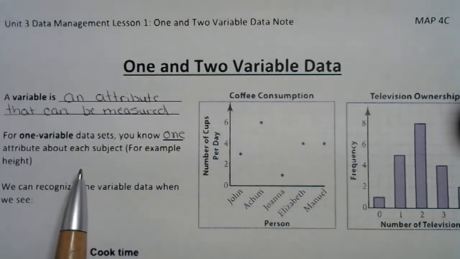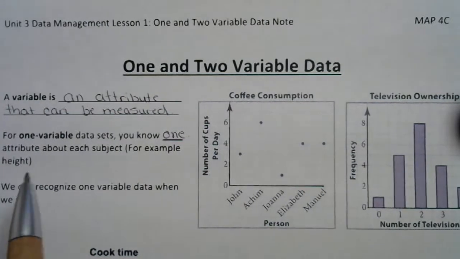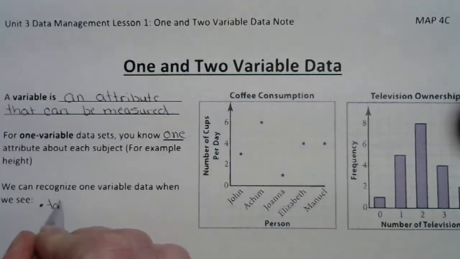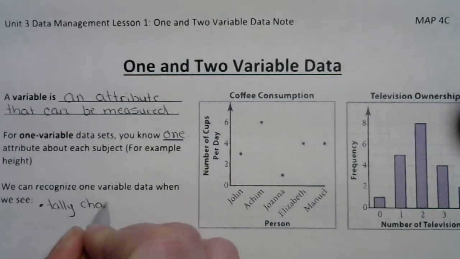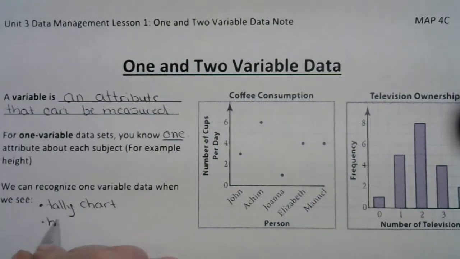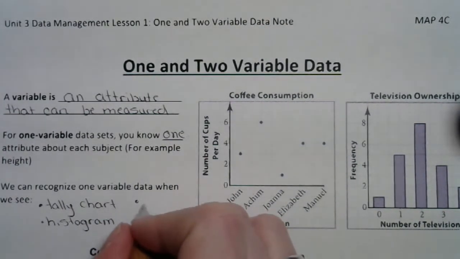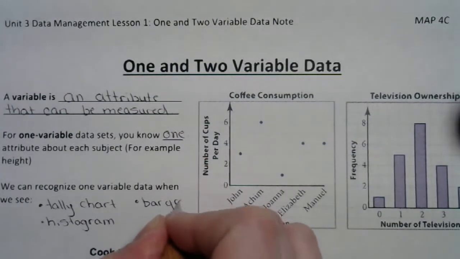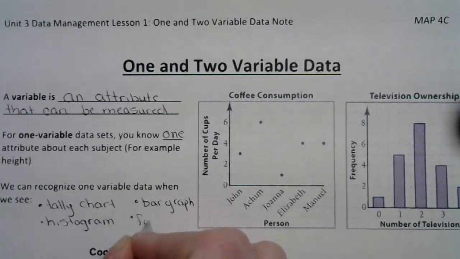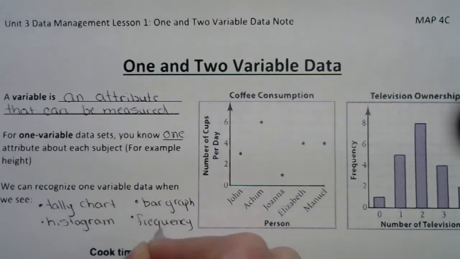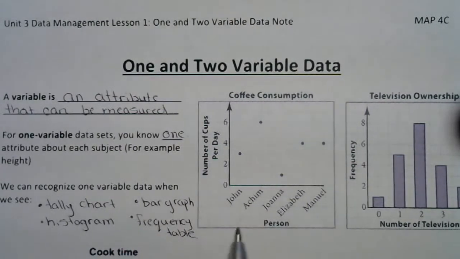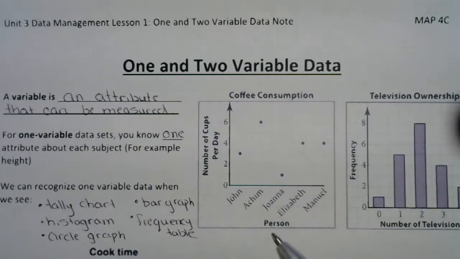We can recognize one variable data when we see things like a tally chart, and I'm going to show you some examples of all of these. If you have a tally chart, histogram, you could do a bar graph, a frequency table, okay, and circle graph. So these are displaying one variable. Okay, you have one quantity that you're displaying. So these are a couple of examples here.